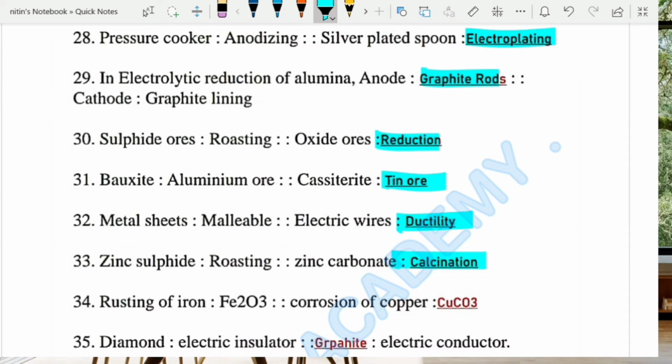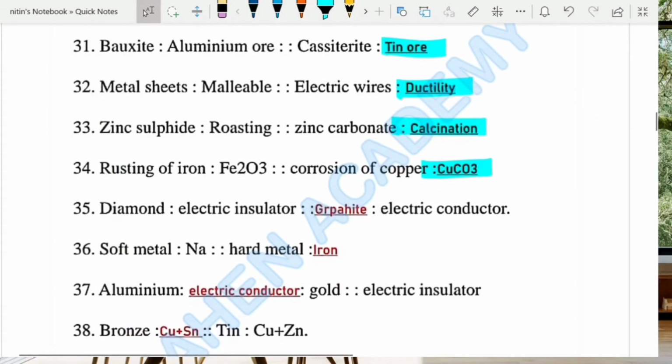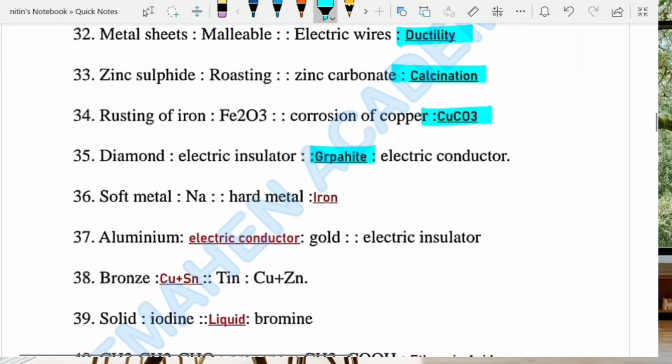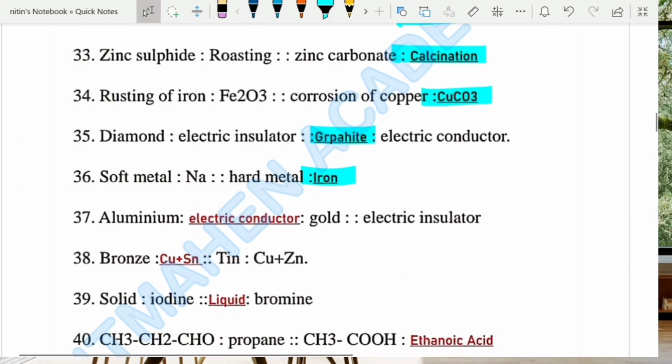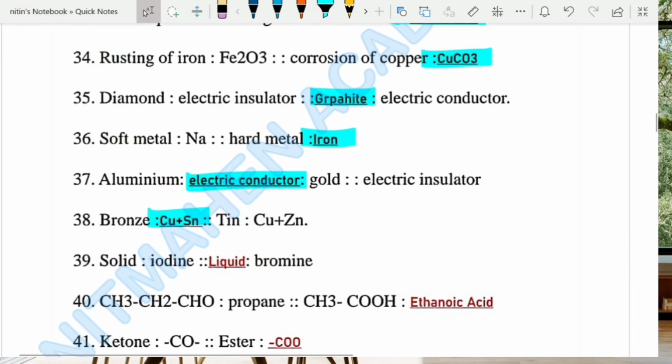Rusting of iron gives Fe2O3, and it is CuCO3. Diamond is an electric insulator, graphite an electric conductor. Sodium is a soft metal, iron a hard metal. Next, aluminium is an electric conductor, gold is an electric insulator. Bronze is a combination of Cu and Sn, brass of Cu and Zn. Solid iodine and bromine in liquid form.